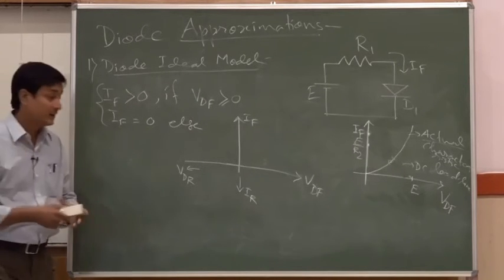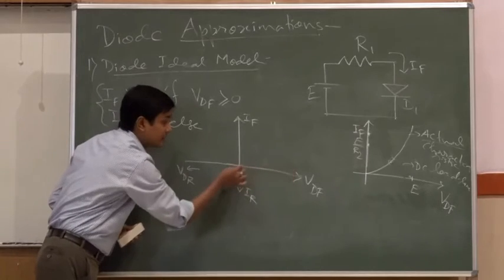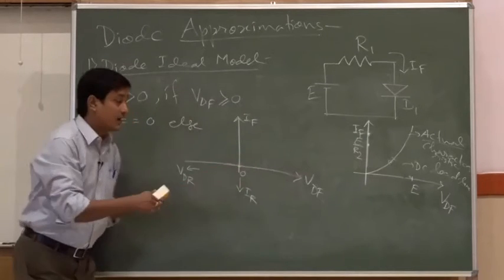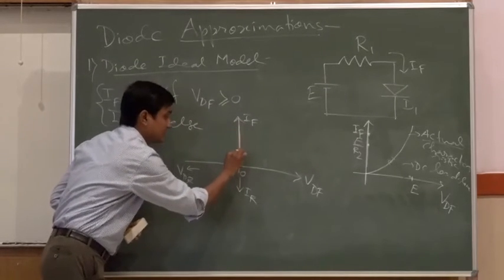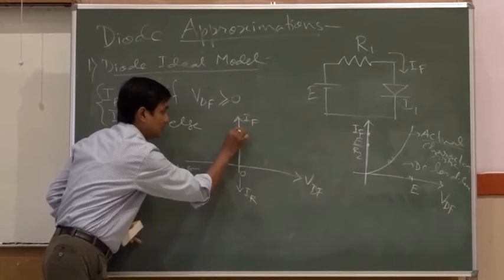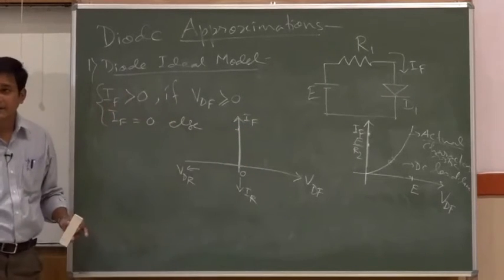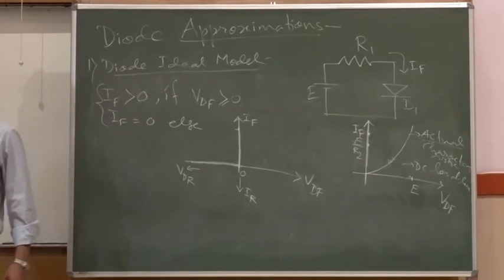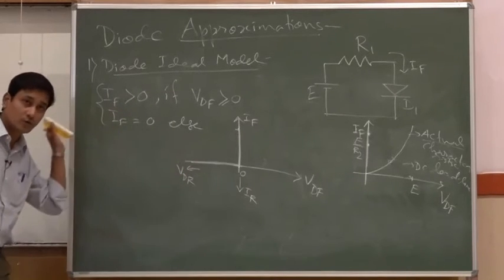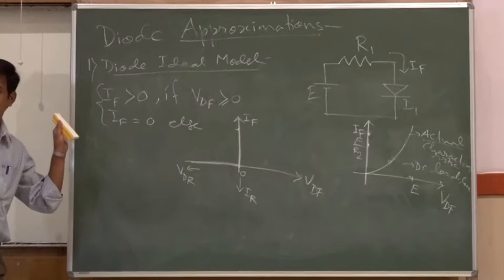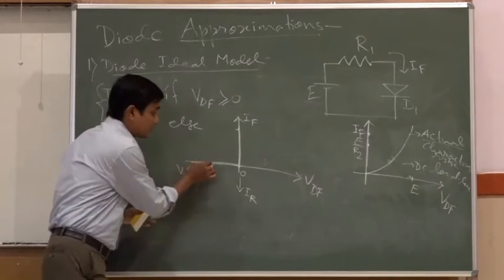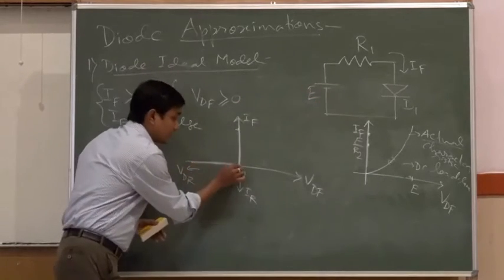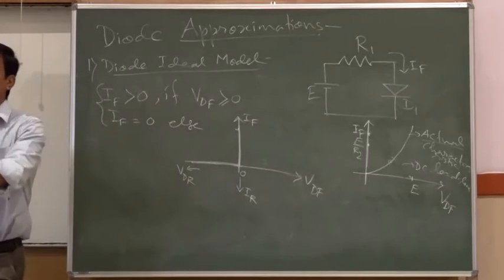So, where will I get it? I will get it if this VDF is more than 0 volts. For that, I will get a current like this. And if it is less than that, then I will see it is 0. It is going to the negative side, to a very high negative voltage, and from there you are slowly increasing the voltage, which is the negative voltage across the diode. Now, the time it reaches 0, current will start flowing there.